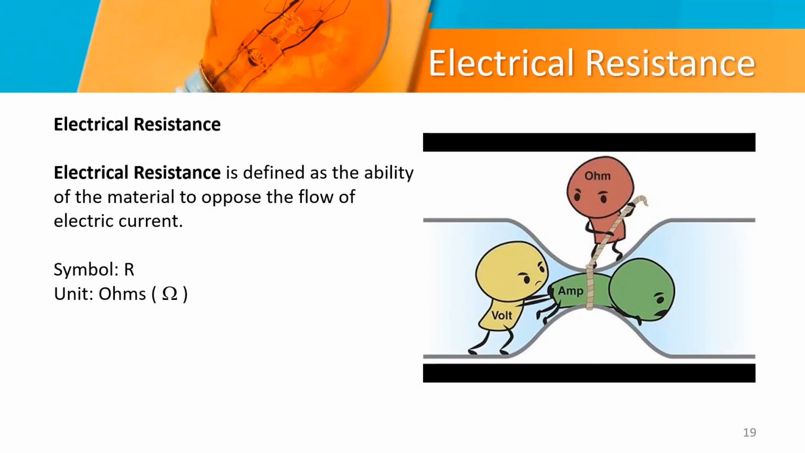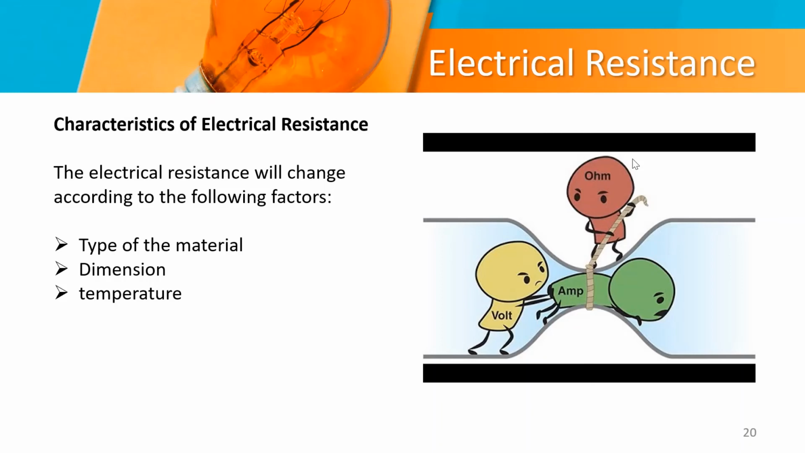As of this point, we have already completed the enumeration of the sources of electromotive force, which causes the electrons to flow. Now, we're going to discuss electrical resistance, which is the last among the basic electrical quantities. Electrical resistance is defined as the ability of the material to oppose the flow of electric current. If the electromotive force is the one that causes the electrons to flow, on the other hand, resistance will try to oppose it. That's why it is called resistance, it always resists. The symbol for resistance is R and the unit is ohms, expressed by the capital Greek letter omega.